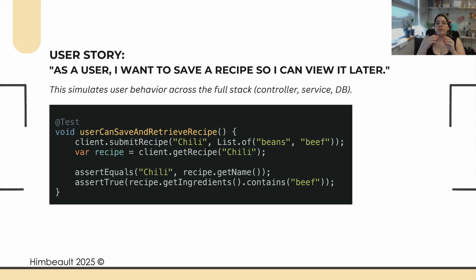Given a recipe I want to save, when I go to view it, then I can, right? Given when then. So we can see that this will do exactly that. We're going to test that we're saving a recipe through the save function. Here it's called submit recipe. Then we try to get the recipe right here so that we can guarantee that we can view it later.